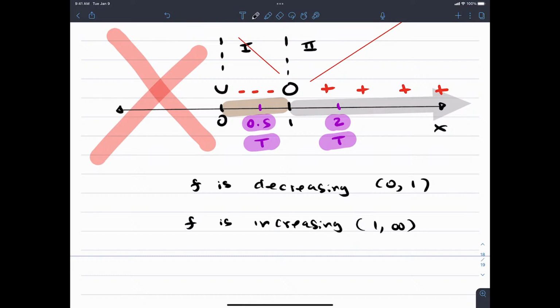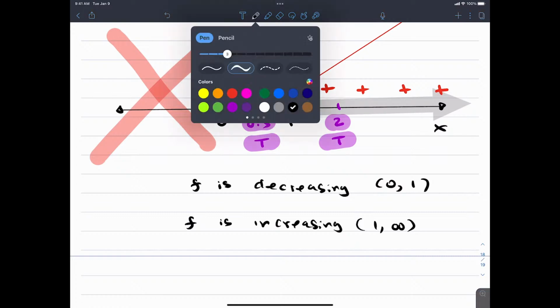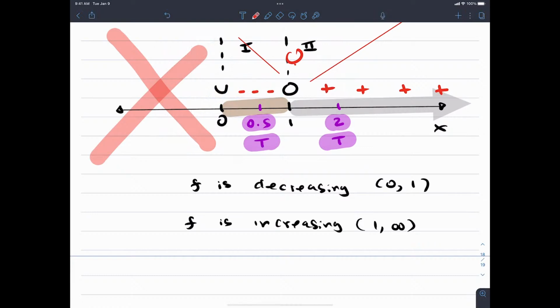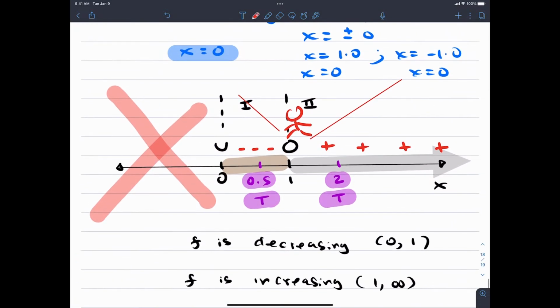Well, the derivative does not exist at 0. And the derivative at 1 is actually equal to 0. 0 is not positive, 0 is not negative. Why do I put this here too? Because this is important here. You guys remember? What does that mean?